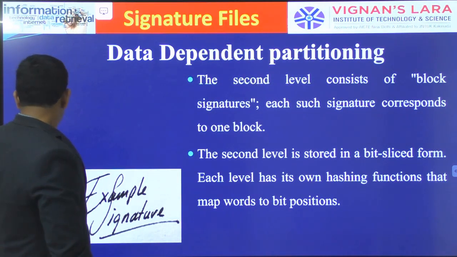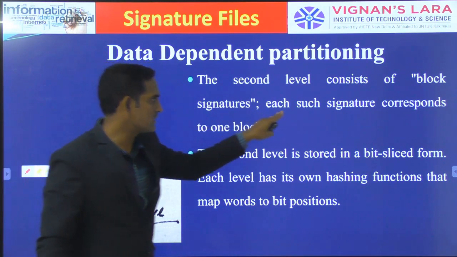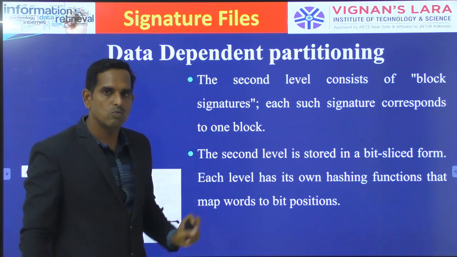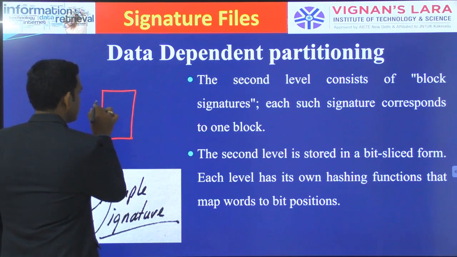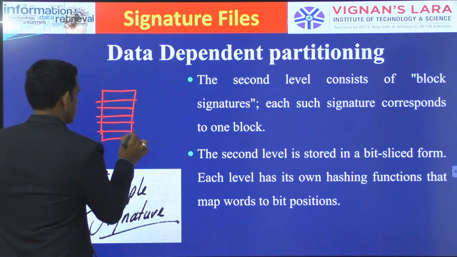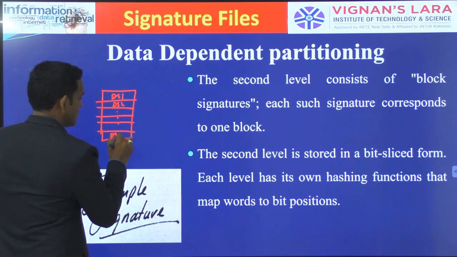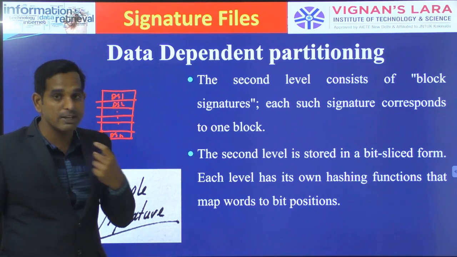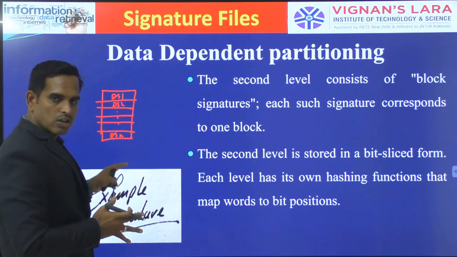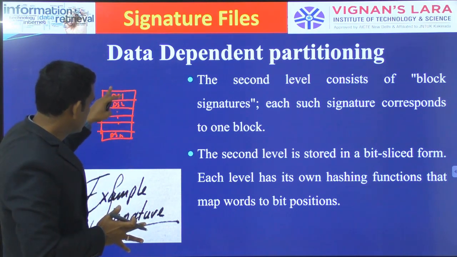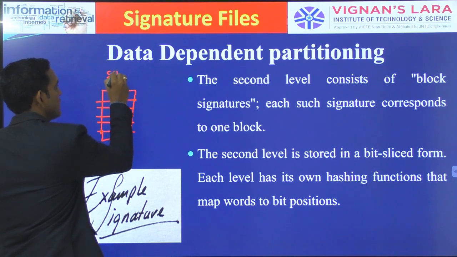The second level consists of block signatures. Each such signature corresponds to one block. Whatever number of documents you might be having in your system, up to DSN, all those documents will be having the document signature. So we are going to store those document signatures in a sequential file.